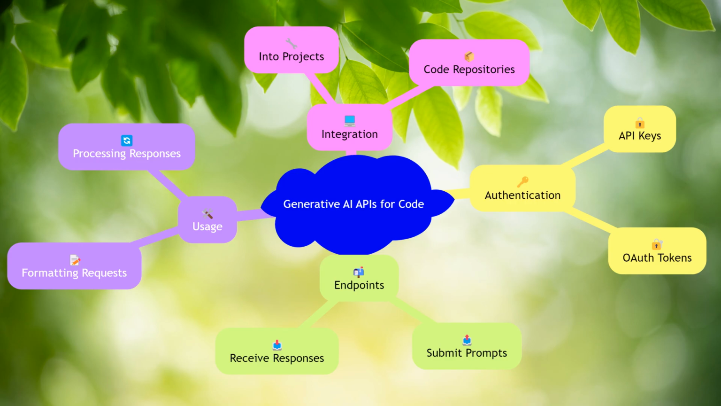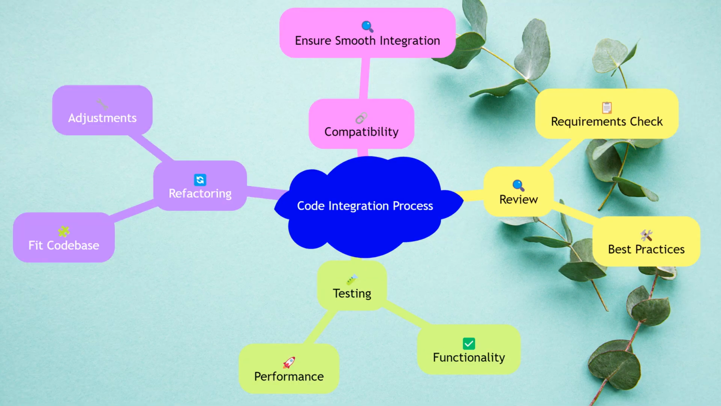Once the AI generates the code, the next step is to integrate it into your project. This involves reviewing the code to ensure it meets your requirements and adheres to best practices. Developers should also test the generated code to verify its functionality and performance. Integration may also involve refactoring the code to fit the existing codebase and making any necessary adjustments to ensure compatibility.